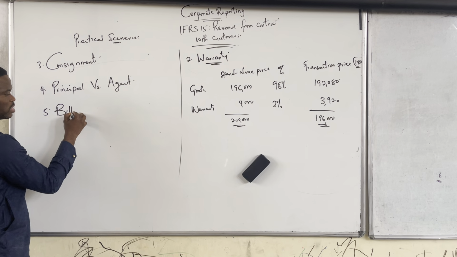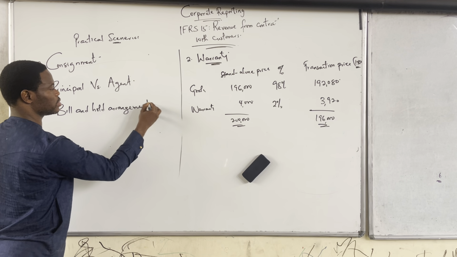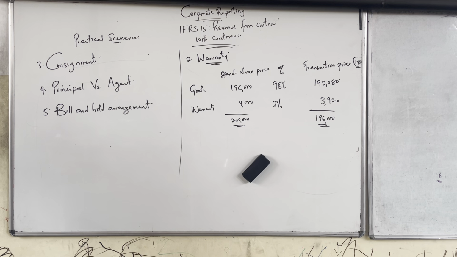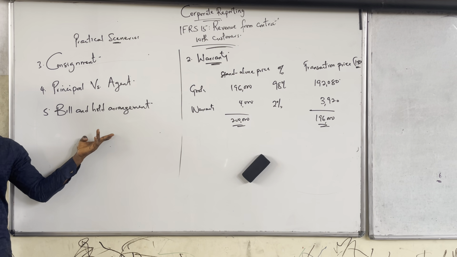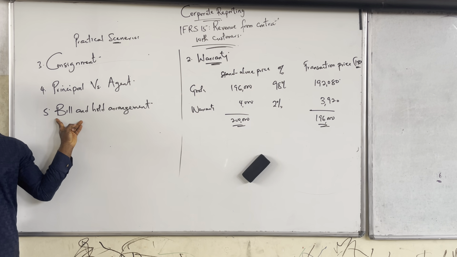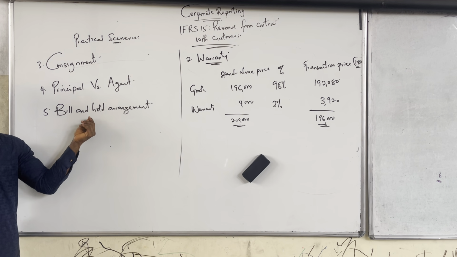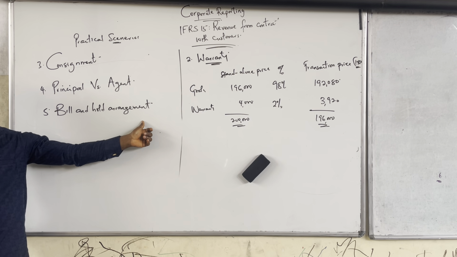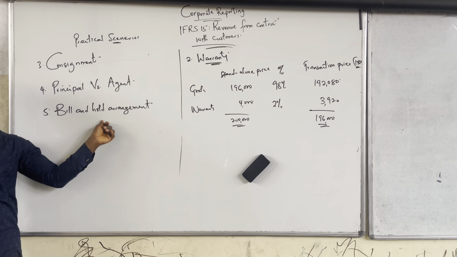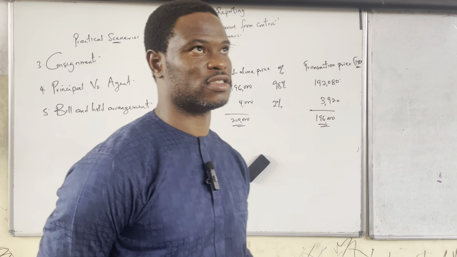Now, another one. Let me do bill and hold arrangement. In a bill and hold arrangement, a supplier sold goods, billed, and is still having physical possession of the goods. But the point here is this.